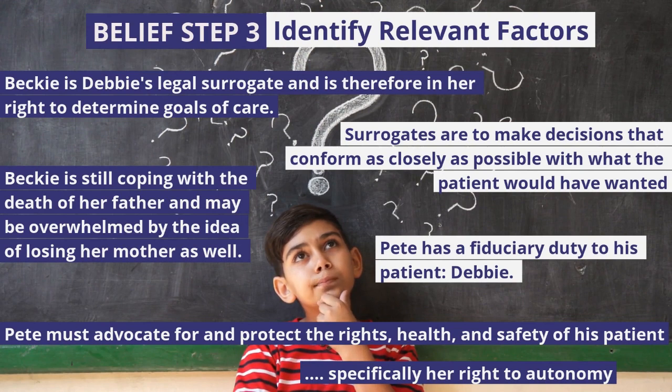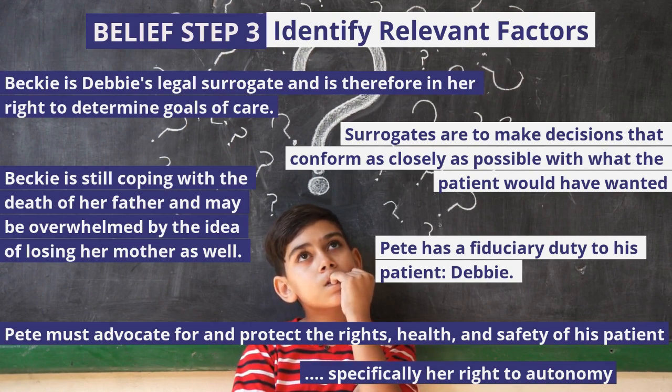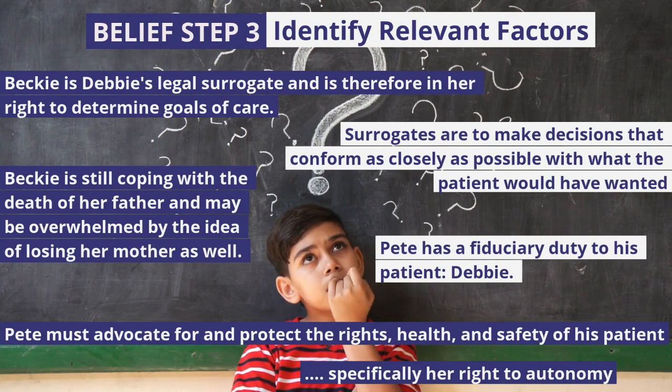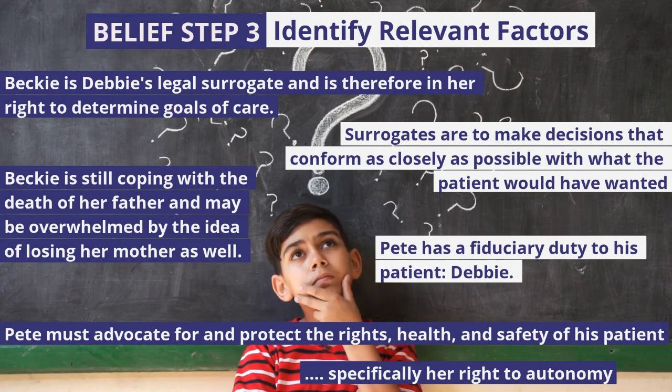However, according to the Illinois Healthcare Surrogate Act, surrogates are to make decisions that conform as closely as possible with what the patient would have wanted, taking into account the patient's personal, philosophical, religious, and moral beliefs and ethical values relative to the purpose of life, sickness, medical procedures, suffering, and death.